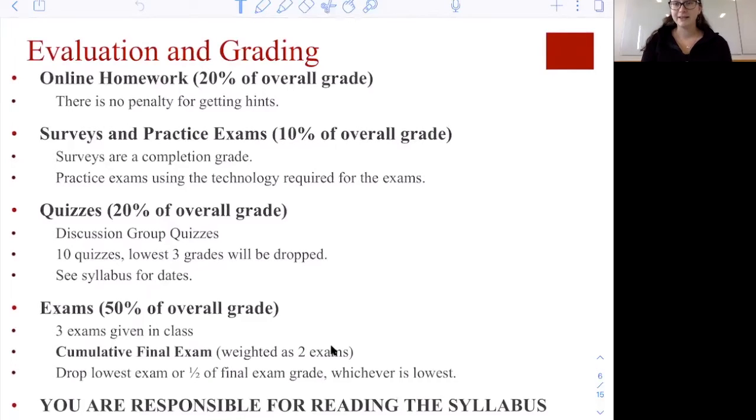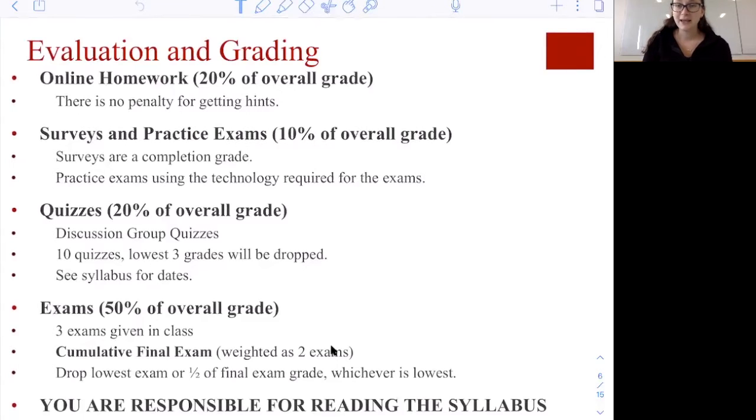Online homework, again, is on that Mastering Chemistry website that you access through Canvas. And just for you guys' knowledge, you are not going to get penalized for using hints in that program. So you are absolutely welcome to use those hints. The surveys and practice exams are both going to be completion grades. So as long as you complete them on time, you will get full credit for those.